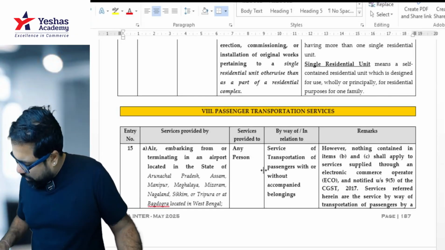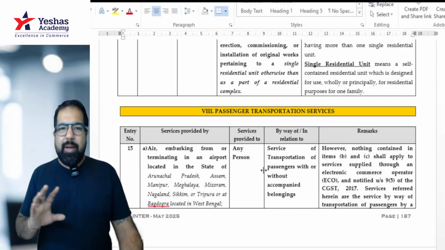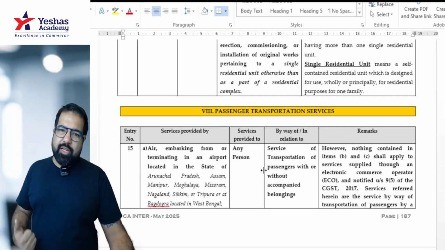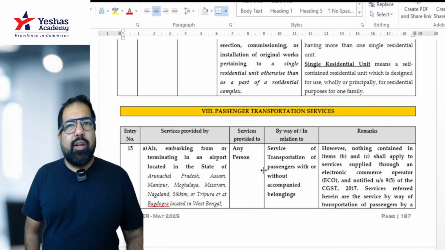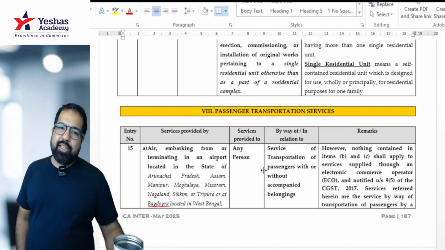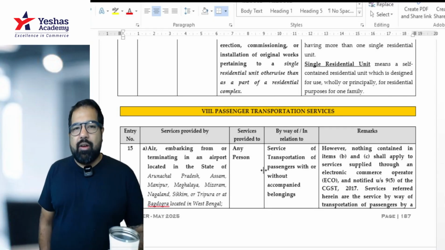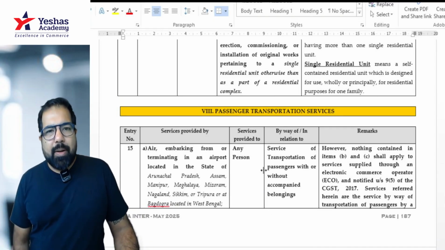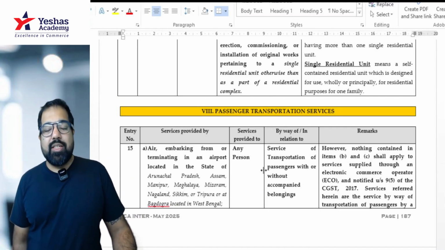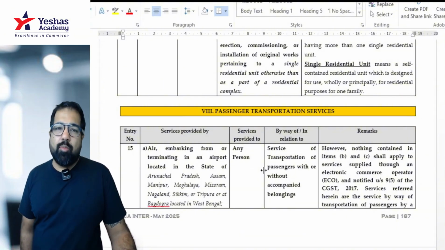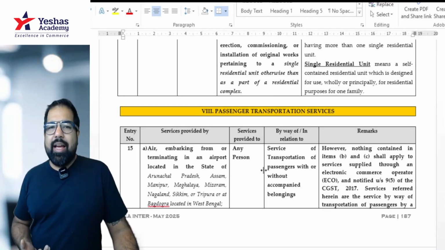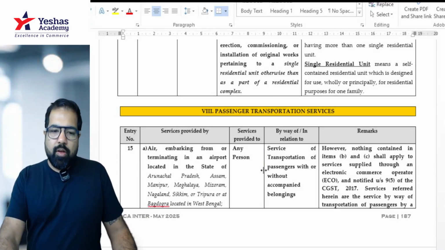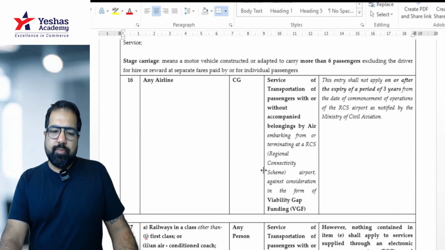Passenger transport also we've done. Have you covered passenger transport? Yes, but the main thing I want to tell you: air travel is expensive, there is GST, but for northeast and regional connectivity scheme airports, no GST. Train is also exempt, but if it's AC or first class, GST. Stage carriage, yes. If you book a non-AC bus, the government doesn't want to charge GST, unless you book that bus on an e-commerce operator, then there will be GST, and the same goes for cabs. So a bus is called stage carriage and cabs mean contract carriage. This is passenger transport.